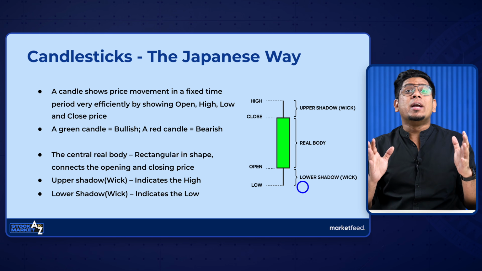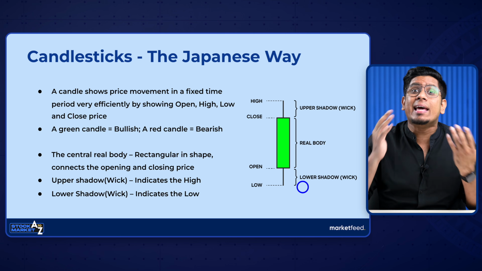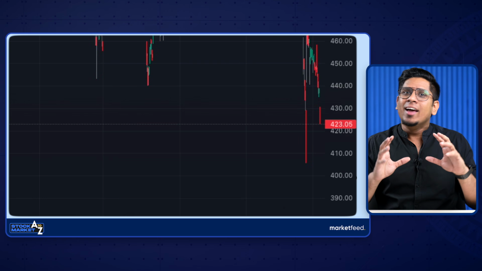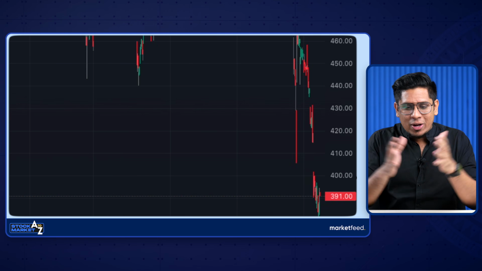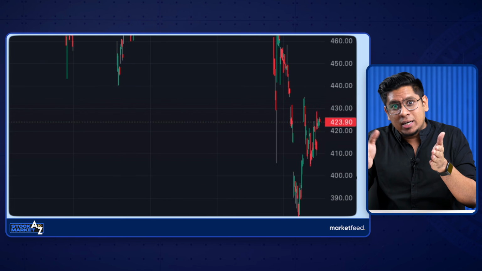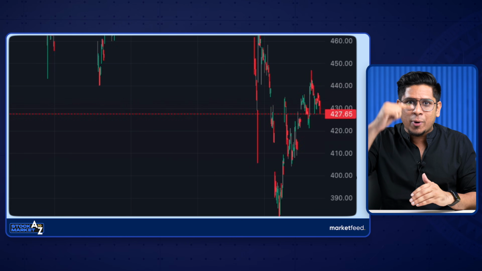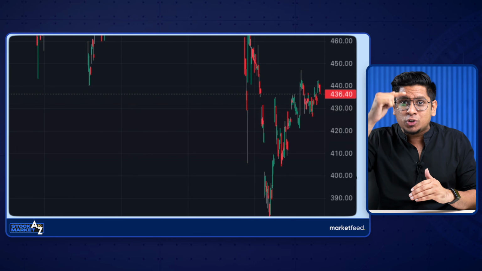So one thing you have to understand before moving ahead is the fact that a candle actually keeps moving in real time. So as you can see here, it just keeps moving, right? So when we speak about a 5-minute time interval, it is not like after 5 minutes, a candle is just formed like that. No, it just keeps moving every second. As the price moves, the candle actually keeps moving.